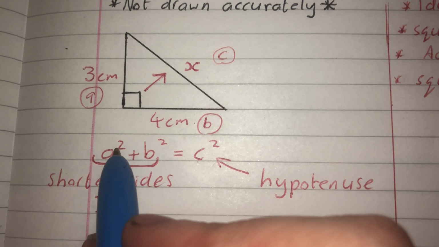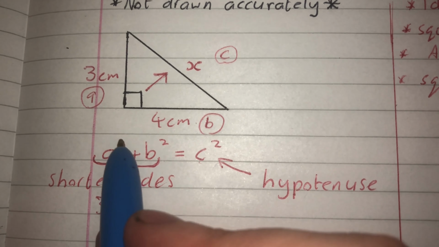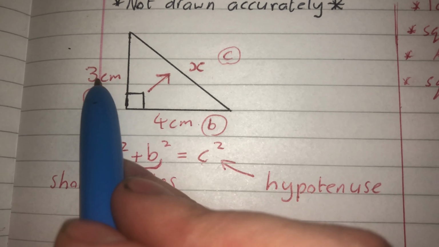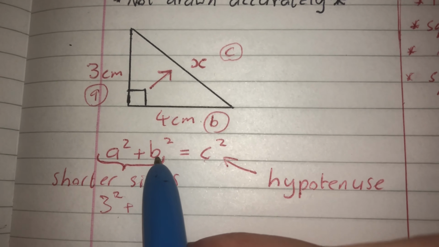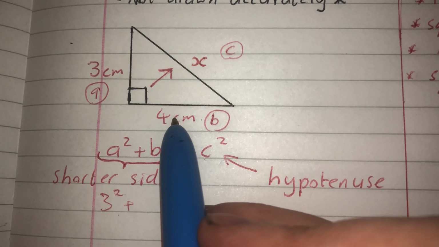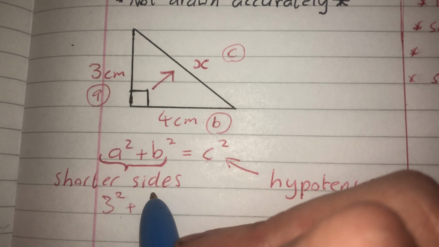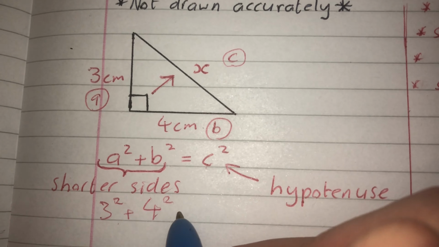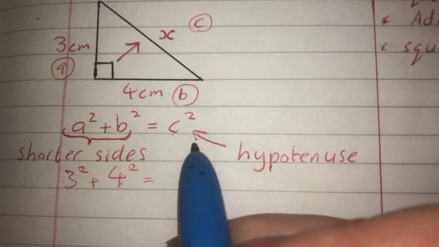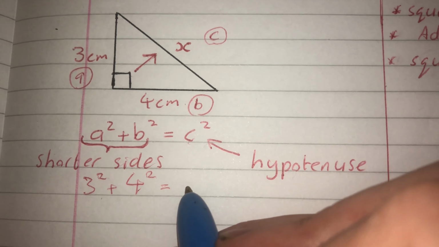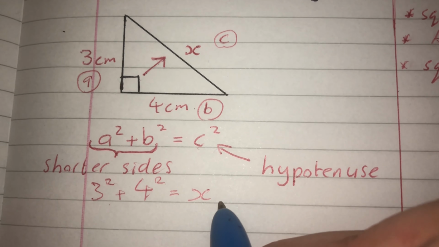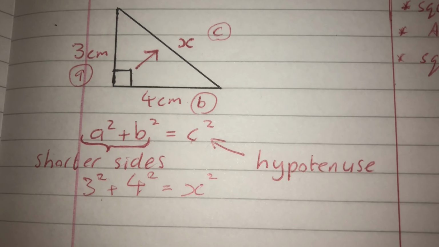So after that, you then substitute in your values to the formula. So A is the 3 centimetre side, so a squared becomes 3 squared. B is the 4 centimetre side, so b squared becomes 4 squared. And lastly, c squared is this side x squared that we're trying to find. Really doesn't matter if you were to leave it as c squared or call it x squared, because that's going to be the unknown that we find.